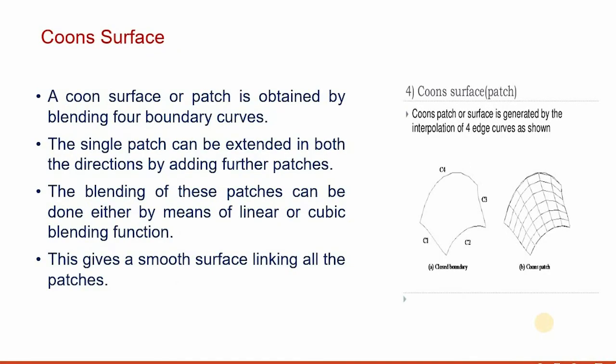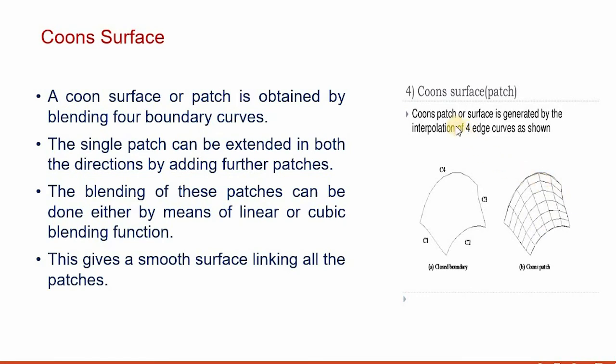Next is a Coons surface. A Coons surface or patch is obtained by blending four boundary curves. This figure shows the four boundary curves such as C1, C2, C3 and C4. By blending the four closed boundary curves, we can have the Coons surface.